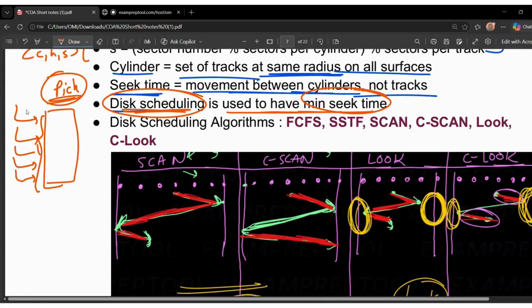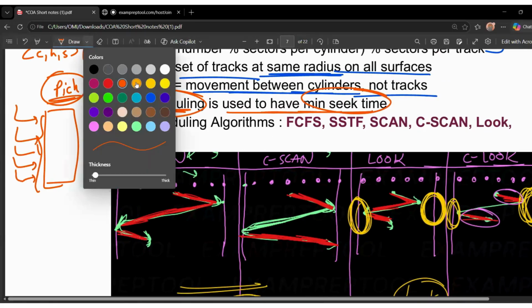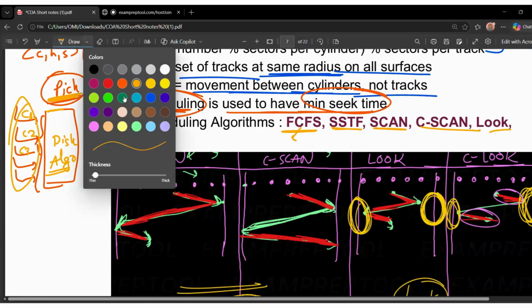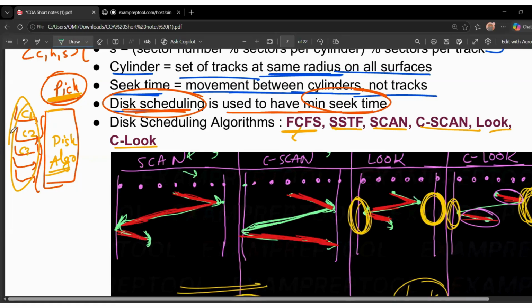We have seen that here your request will be a cylinder number. There are cylinder 1, cylinder 2, and so on. Different requests of cylinders will come. Now which to pick? For that disk scheduling is used. Disk algorithms: we have seen FCFS, SSTF, SCAN, C-SCAN, LOOK, and C-LOOK. FCFS is first come first serve. Whichever is first, you have to execute it first.